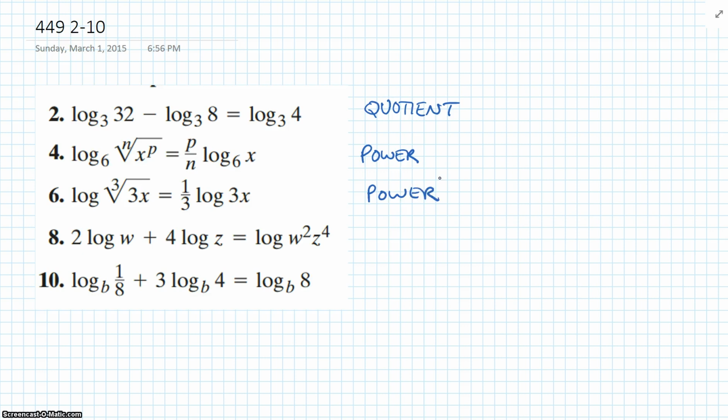Okay, number 8. 2 log w plus 4 log z. Well, first step, we had to use the power property. And then we used the product property to combine the terms. So here we go. Log base b of 8 plus 3 log base b of 4. Well, again, power properties first, and then product property again, working outside in.